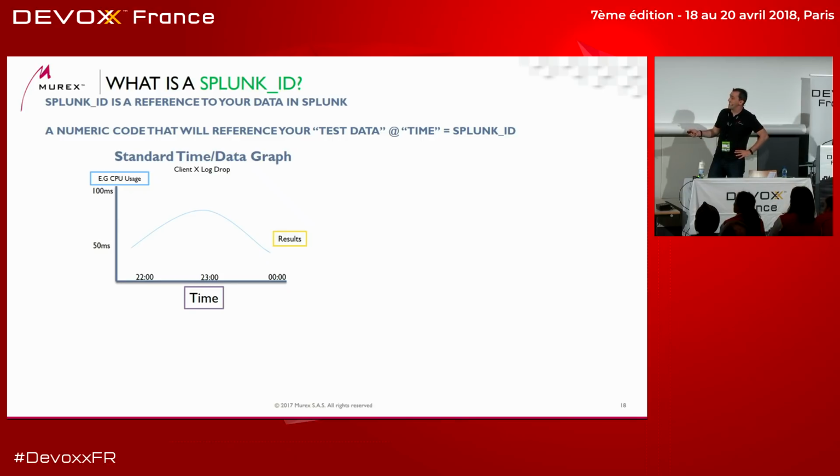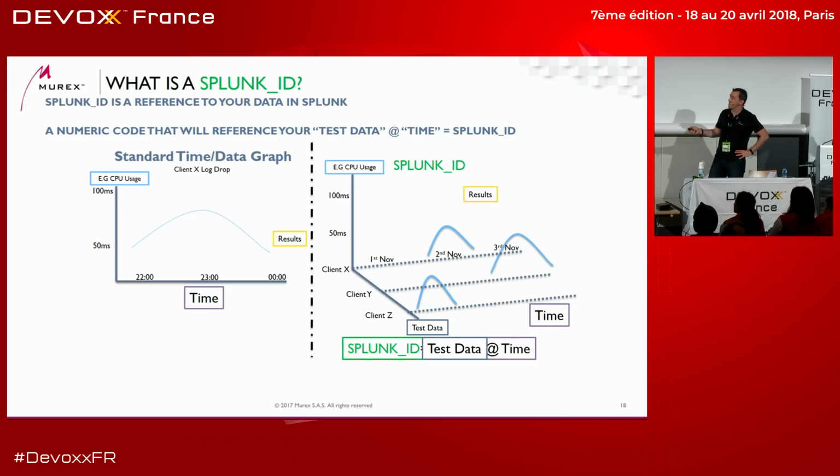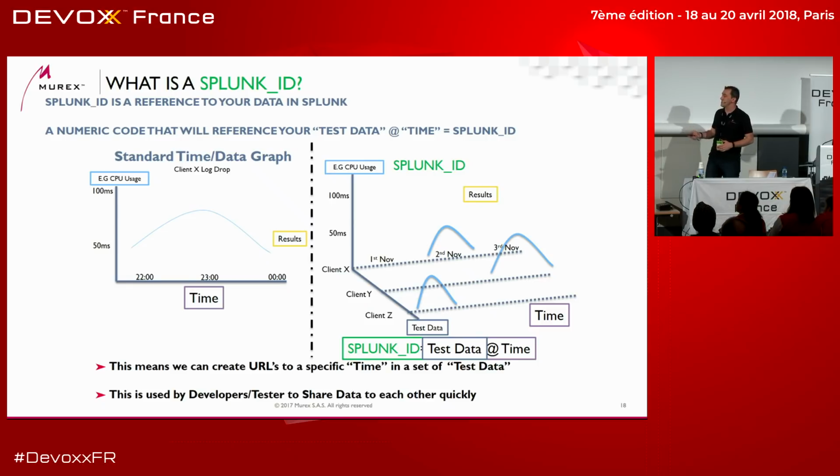The standard graph that everyone uses is time on the x-axis, CPU on the y. With Splunk ID, you just go down the z-axis. So client X, Y, Z. Because I have 100 live environments and I have 1,000 log drops from clients, knowing that what time is no good, I must also know the time and the test data. Okay, very simple concept, a bit more difficult to implement in Splunk, but that's what we did.